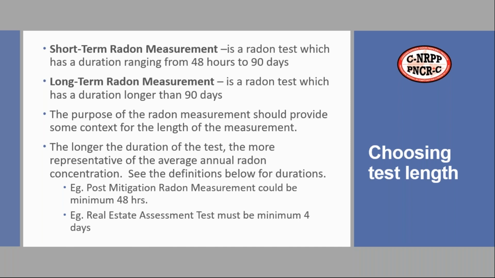Okay, so discussing test lengths for short-term radon measurements. A radon measurement test with a duration ranging from 48 hours to 90 days is defined as a short-term radon measurement. A long-term radon measurement is one that has a duration longer than 90 days. The purpose of the radon measurement should provide some context for the length of the measurement. The longer the duration of the test, the more representative it is of the average annual radon concentration. We do have some definitions further on in the document for durations. Just some quick examples: a post-mitigation radon measurement would be a minimum of 48 hours, whereas a real estate assessment test must be a minimum of 4 days.